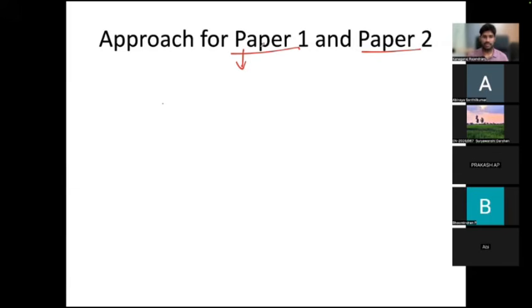Because in paper 1, many topics are very generic in nature, very general, such as ecology, environment, extension, farm management, and then in the soil science area, soil and water conservation, watershed management, dryland agriculture, forestry. So many topics are very general, right? To write answers for those types of questions, the answer should be very specific. At the same time, we have to include specific examples.